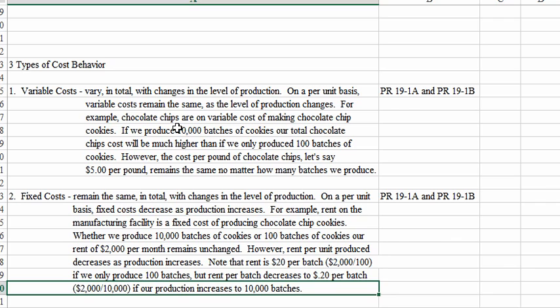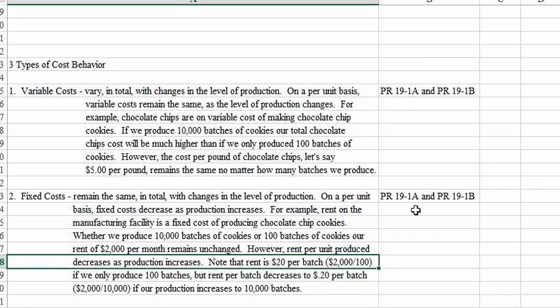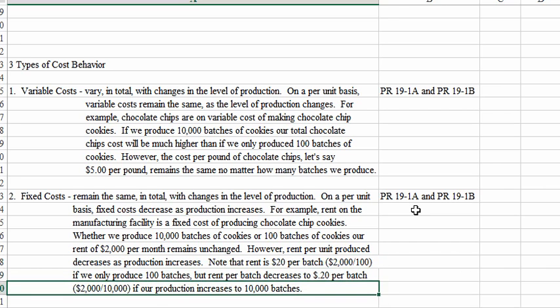But if we run 3 shifts, variable cost in total for direct labor would be much higher than if we only ran 1. Fixed costs, though, on a per unit basis, go down as production increases because those fixed costs are now spread over more units. Remember our example, we had $2,000 a month in rent. That's $20 per batch if we're only producing 100 batches of cookies. But it's 20 cents per batch if we produce 10,000 batches of cookies that month.